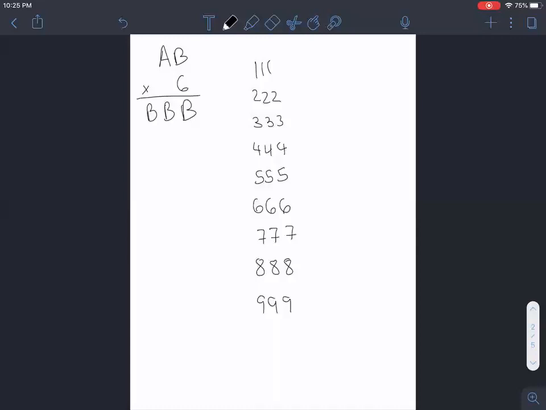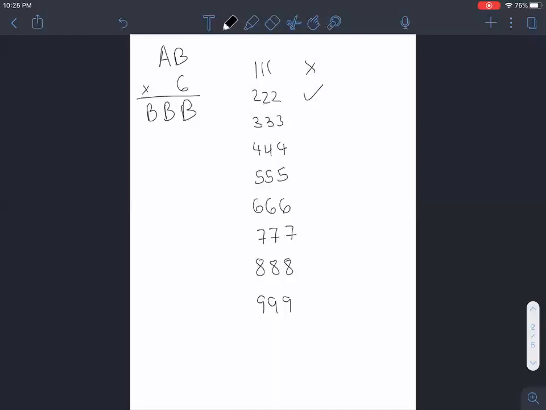So we can test to see if all of these are divisible by 6 using our division by 6 rule, using the rules of 2 and 3, as we learned in previous videos. 111 is not divisible by 2 or 3, so no. 222 is divisible by 6 because it's divisible by 2, it ends in an even number, and it's divisible by 3 because the digits add up to 6, which is a multiple of 3.